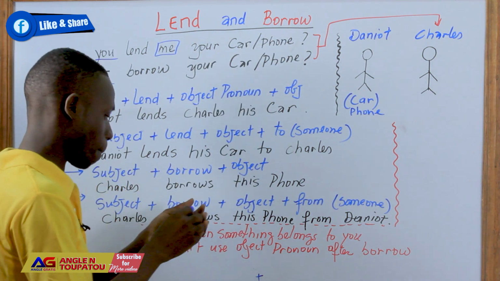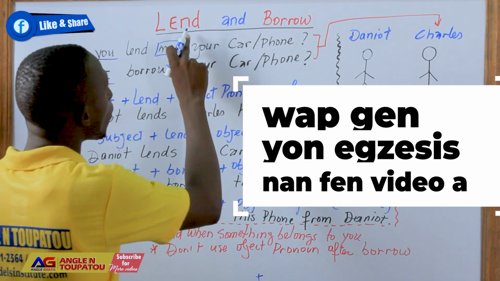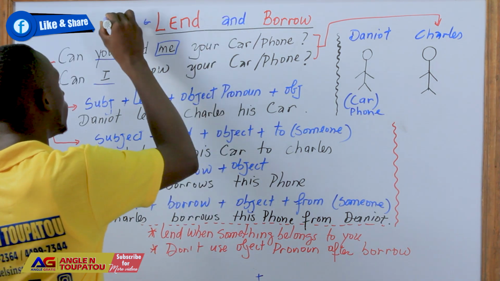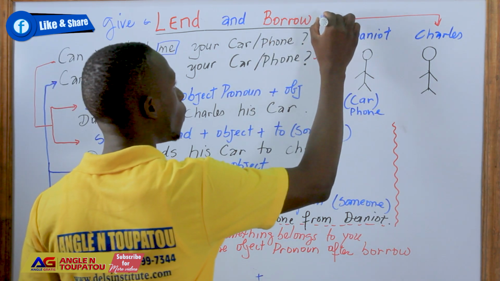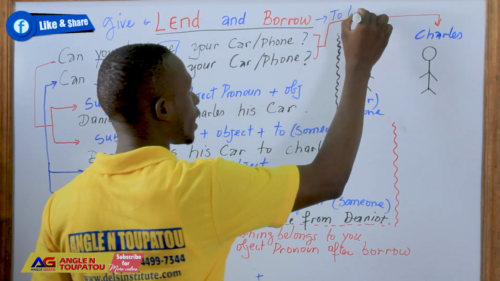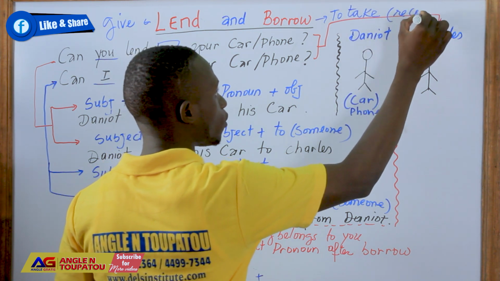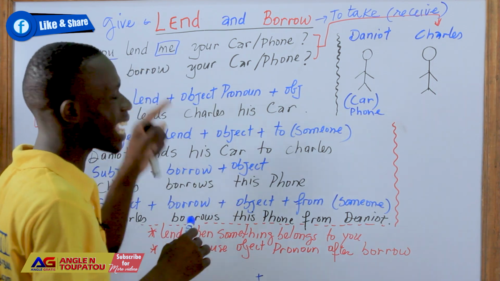So let me explain. When you lend, what do you do? If you don't want to use the word lend, you can say to give. And to borrow means to take, or to receive. Okay, let me start with the word lend.